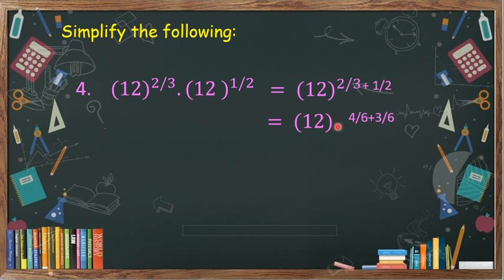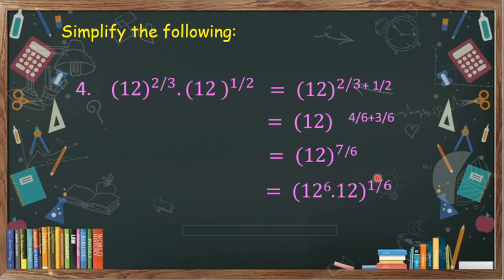Alright, 6 divided by 3, that is 2, times 2, we get 4. Next, 6 divided by 2, the answer is 3, times 1, we get 3. Next, add 4 plus 3, 7. And then copy the denominator, which is 6.